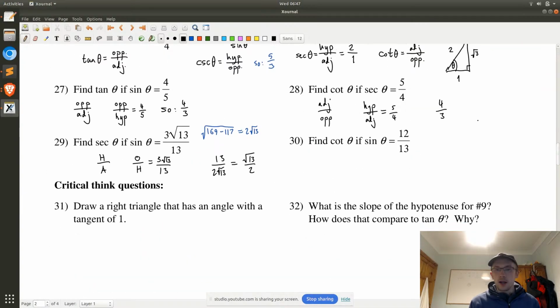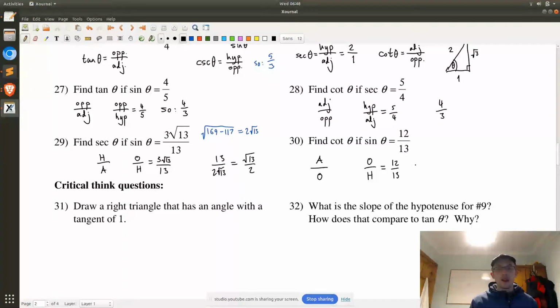Excellent. Now, finding the cotangent of theta if sine of theta is 12 over 13. The cotangent of theta is the adjacent over the opposite, because the tangent of theta is the opposite over the adjacent, and it's the reciprocal. Sine of theta, going by SOHCAHTOA, is opposite over hypotenuse. So O over H is 12 over 13.